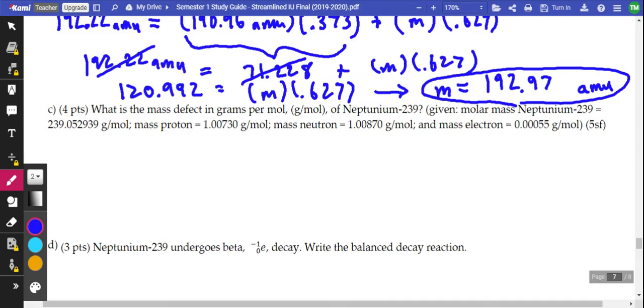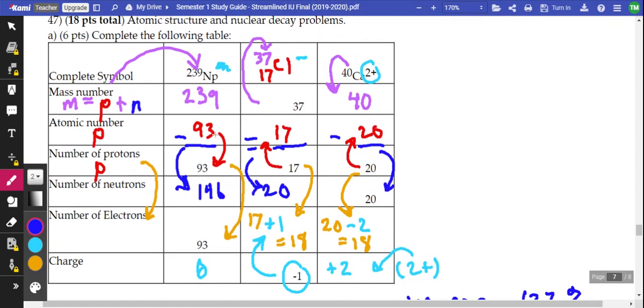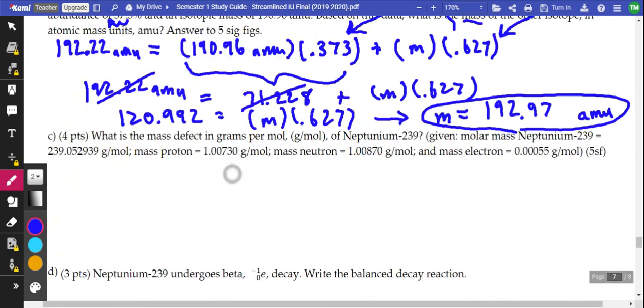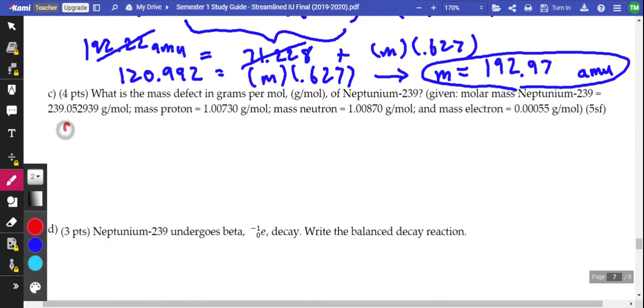So neptunium-239 is just like that isotope we had up here. This guy right here, which has 93 protons and 146 neutrons. Okay, so 93 protons, 146 neutrons. And I think we also had 93 electrons to match because this was a neutral atom.